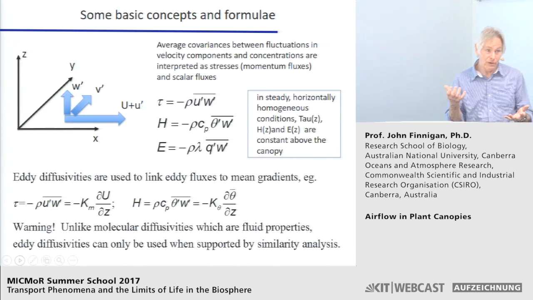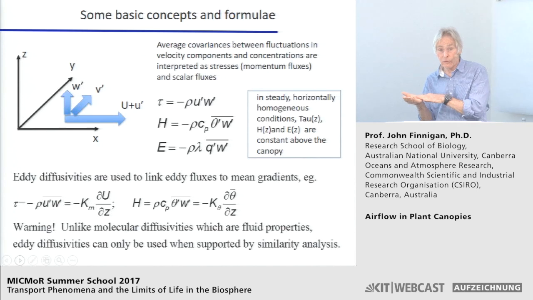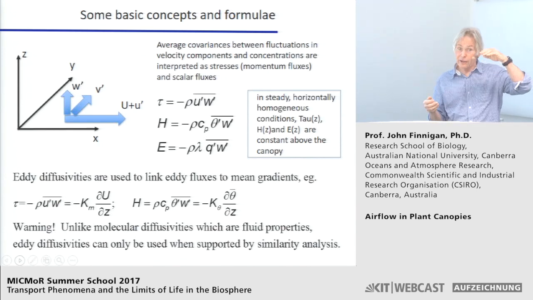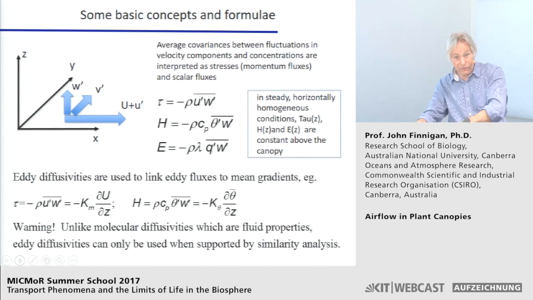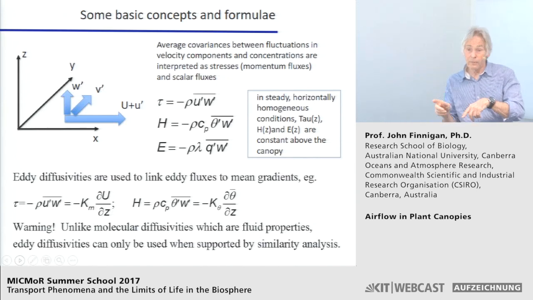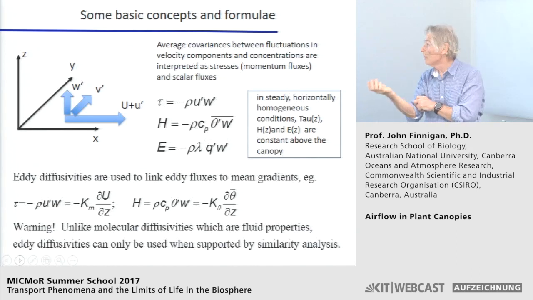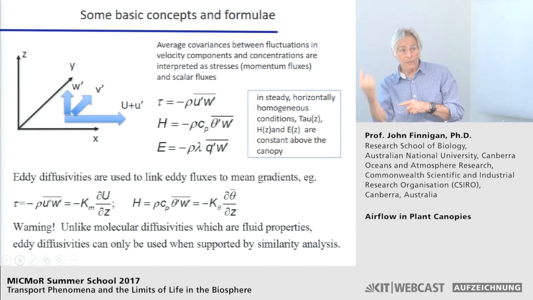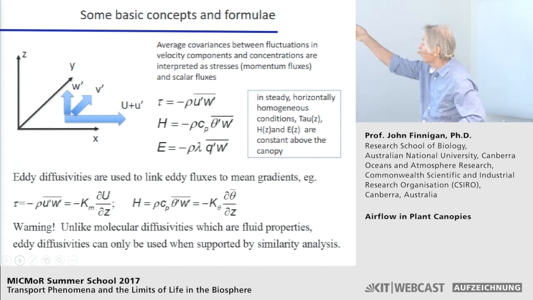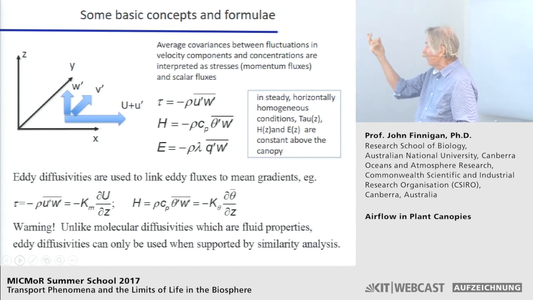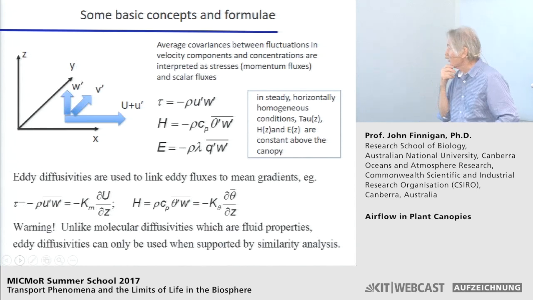Average covariances between fluctuations in concentration or in wind speed can be interpreted as stresses or scalar fluxes. So for momentum flux or shearing stress, if on average every time the vertical wind is down, the wind speed is a bit higher, then you'll get a transfer of momentum towards the ground. If on average every time the vertical wind is up, the air is a little bit warmer, then you'll tend to get a transfer of heat upwards. If every time the vertical wind is up, the water vapor content is higher, then you'll be moving water vapor upwards. So these covariances, the average products of fluctuations in velocity, in temperature and vertical velocity, humidity and vertical velocity, are called fluxes and stresses.